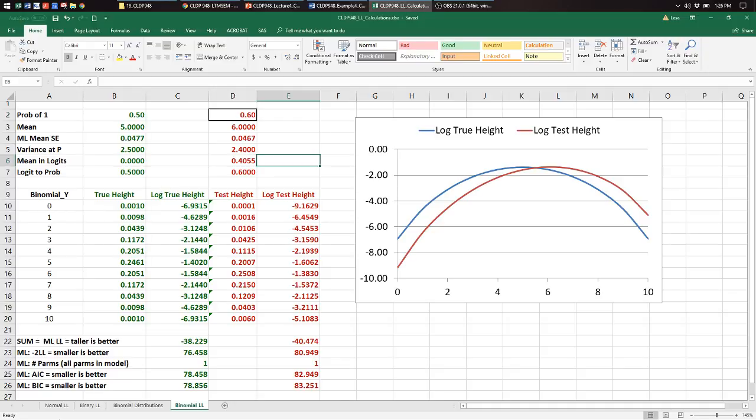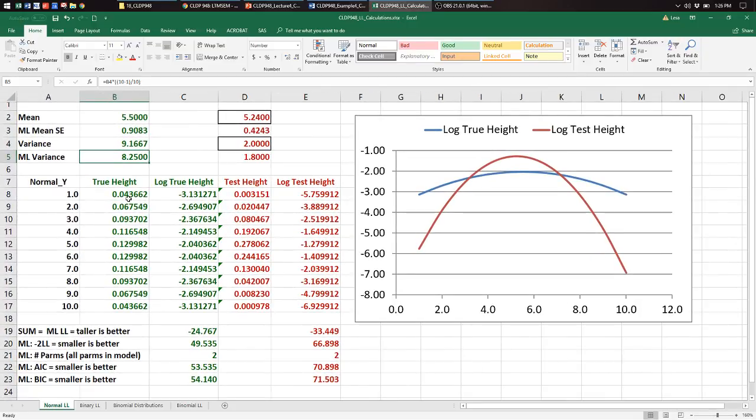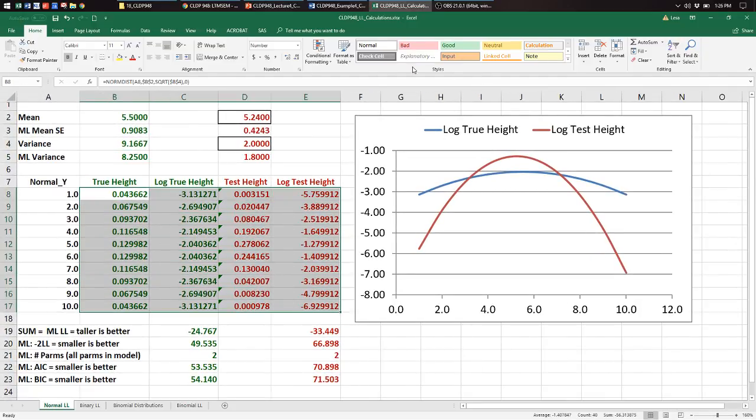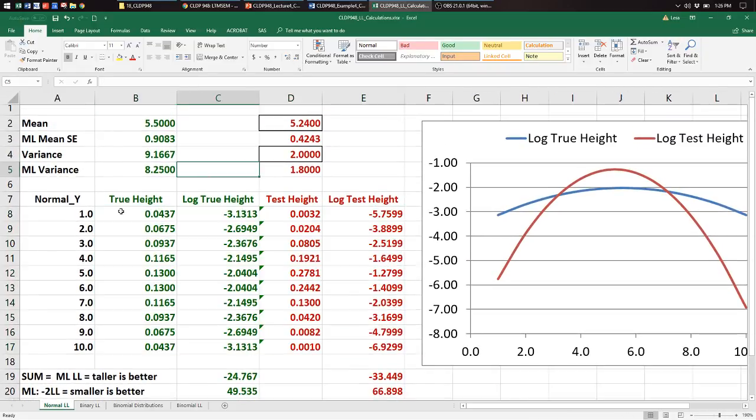So I have several different distributions here. Let's go to the normal tab, which is the first one. I'm going to reduce some of these decimals here so it's not quite so busy. And there we go. So I have made up data. 10 observations, each with a different value from 1 to 10. And what I'm going to do is calculate the model log likelihood from fitting an empty model to these data, meaning just estimating the mean of these observations and their variance.